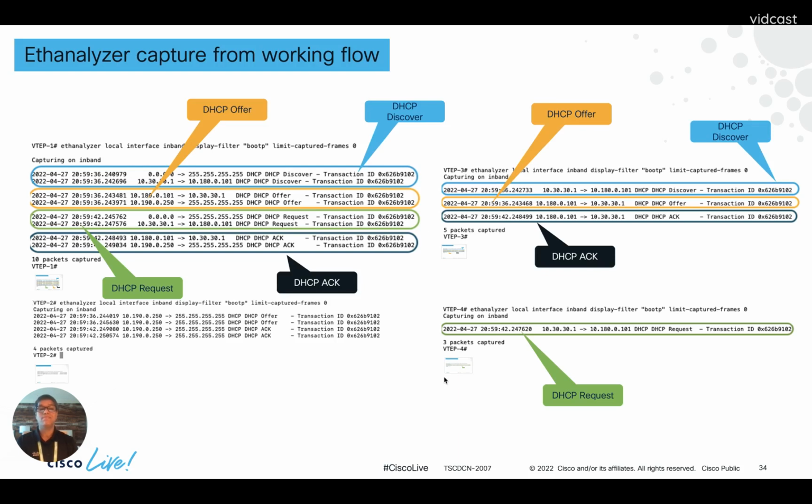The DHCP request goes to VTEP 4, which is okay because VTEP 4 is just going to forward it to 10.180.101, the server. The packet goes to the server, the server sends a DHCP acknowledgement, and the acknowledgement comes back to the same VTEP that sent the DHCP request. And that's how the DHCP flow completes.